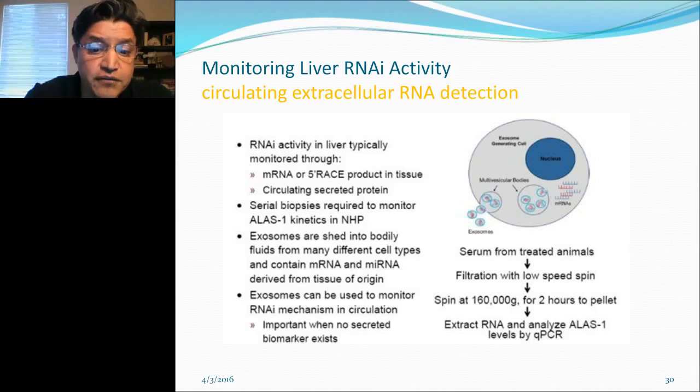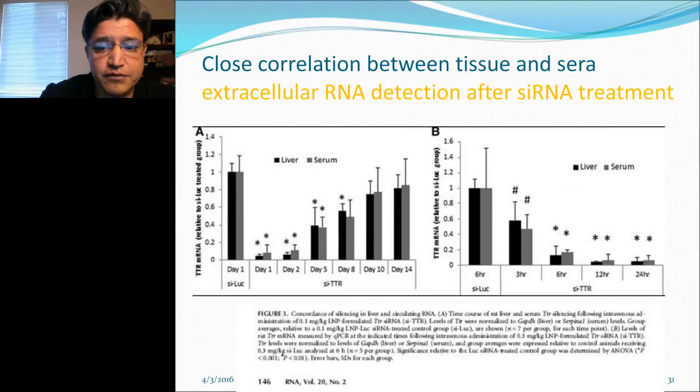And so they've shown that they could follow their targets in various bodily fluids using mRNA as their source material. And so they've shown that exosomes can be used to monitor RNA mechanisms in the circulation. And again, they mentioned that it would be valuable where proteins aren't available, circulating proteins.